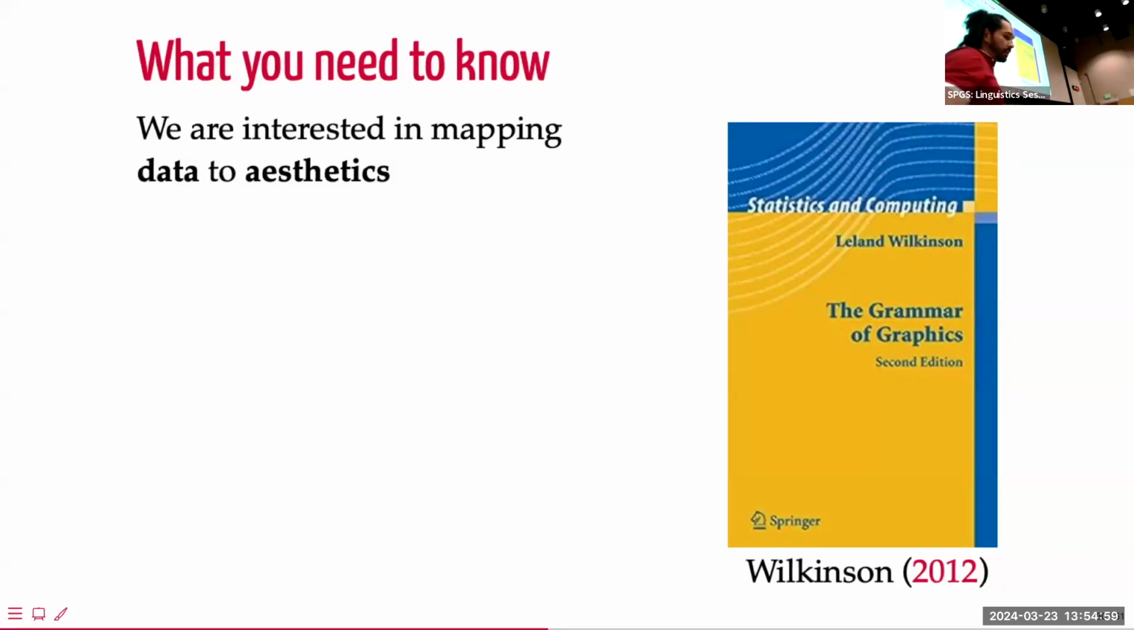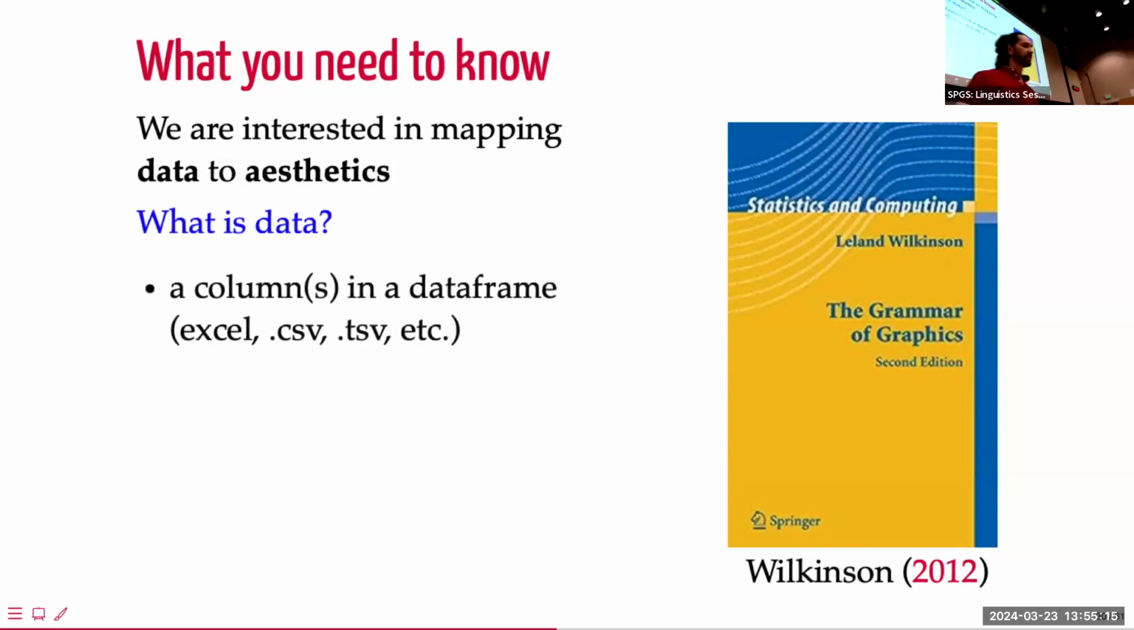And the idea is that we're always doing the same thing when we're making plots, right? We have data and we're trying to map it in some way to some aesthetic feature, right? So remember these terms, data and aesthetics, because we're going to just keep coming back to that, okay? So what is data? When we're talking about a grammar of graphics, data is a column in a data frame.